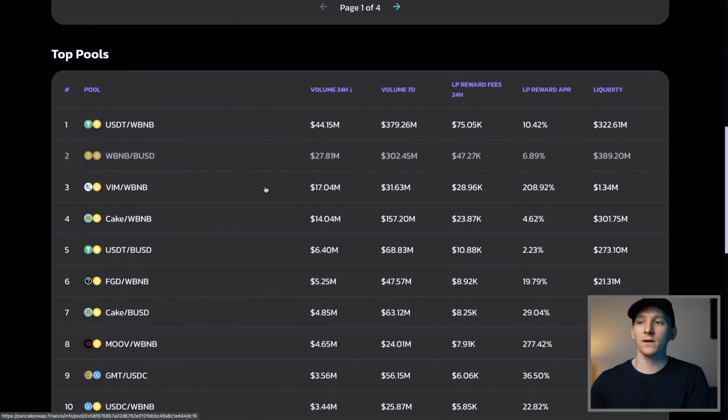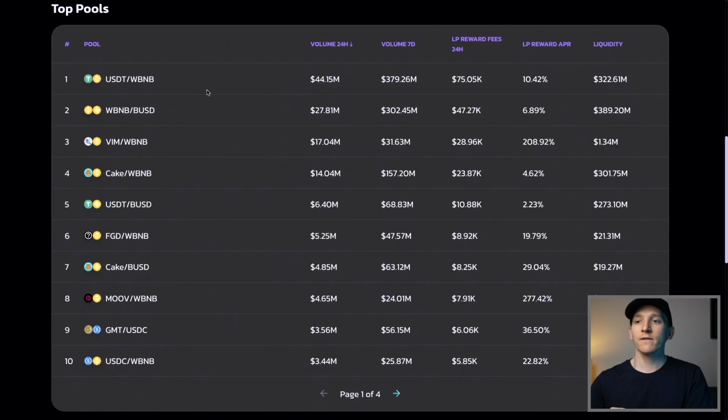If you come down to here, top pools, here we can see the highest earning liquidity pools, the pools with the most liquidity. That's the most trade in and out every single day. On the right-hand side, you can see the liquidity. So this pool, the number one pool, which is US dollar Tether, a stable coin, versus BNB, it trades around $322 million per day. And the fees generated from that pool make out to be around 10.42% as a yield.